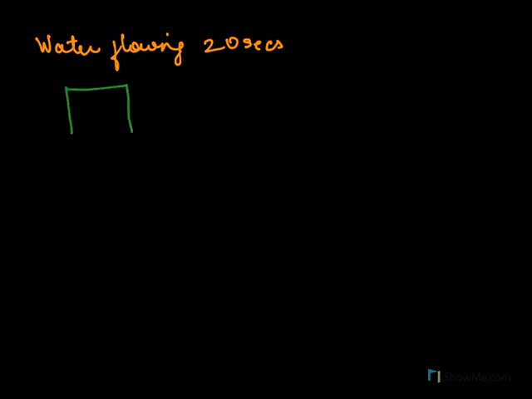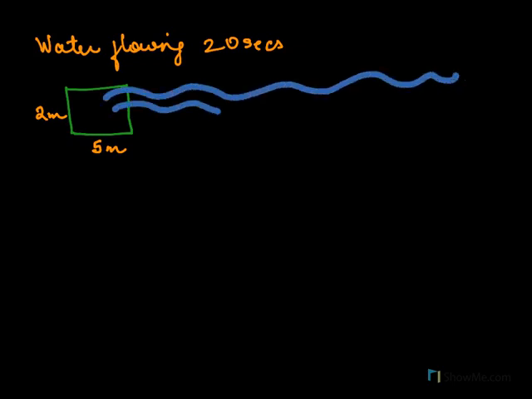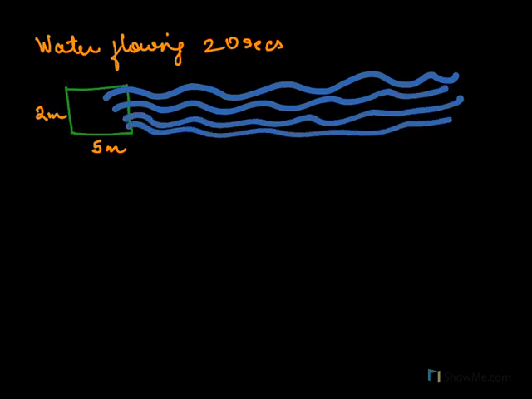Let's take up another one. Let's find the water flowing in 20 seconds. Same cuboid, the same canal. So I'm drawing my canal again, with the same dimensions, which is 5 meter here and 2 meter here. Now I want to know the water flowing in 20 seconds. So 20 seconds means it's going to go quite longer than the earlier one. So this is the water flowing.